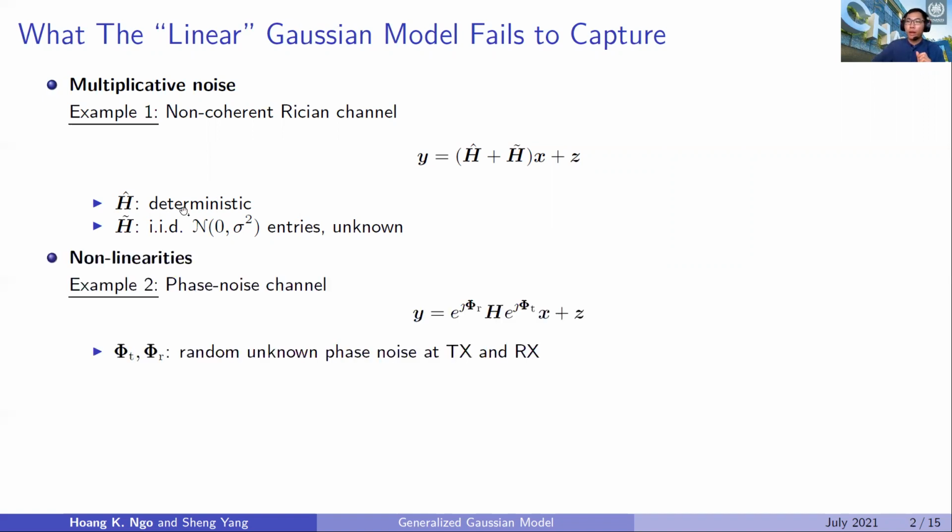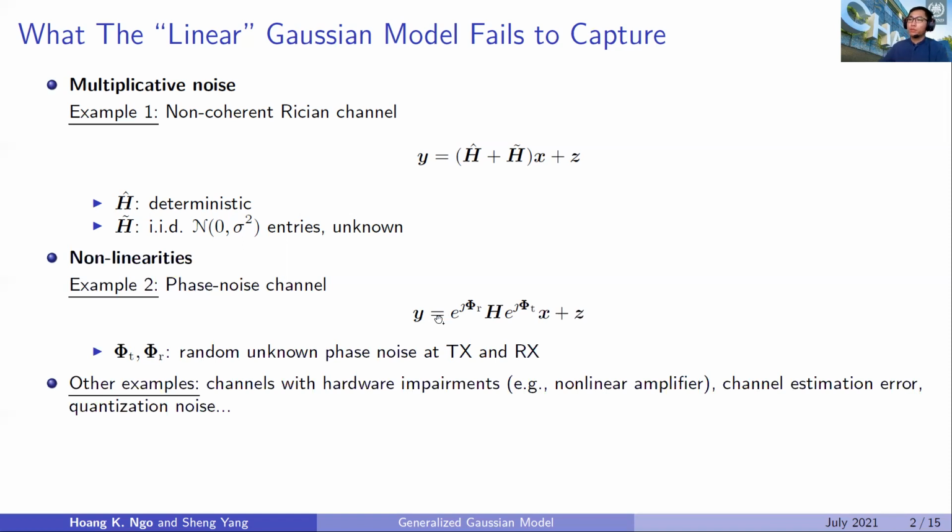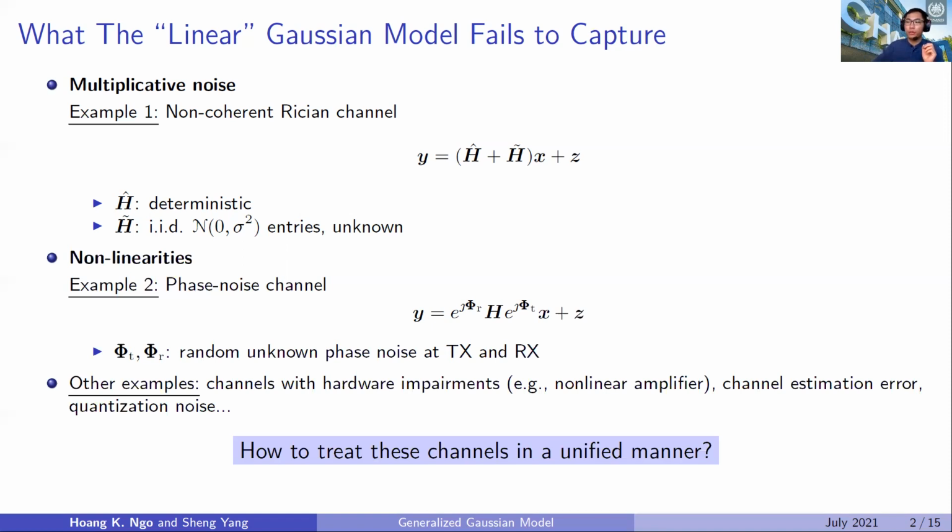Another example is when we have nonlinearities, such as in a phase noise channel. In this case, we have some random and unknown phase perturbation terms from both the transmitting side and the receiver side, and these are multiplied with the channel. There are many other examples, such as channels with hardware impairments, channel estimation error, or quantization noise. So a question is how to treat these channels in a unified manner.